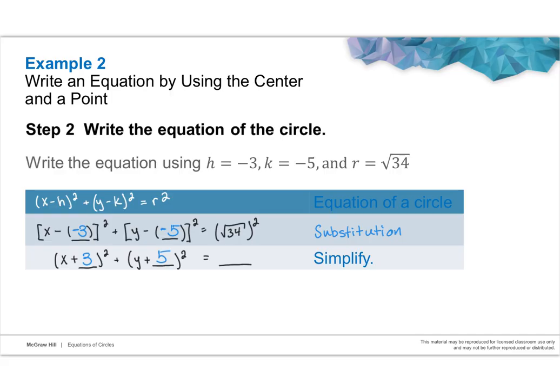And on the right-hand side of the equal sign, we're going to take the radius, which we left as a radical. And what happens when we take a radical and we square it? Remember, we get the number under the radical, or just the whole number, 34. And that would be my final answer for this example 2.